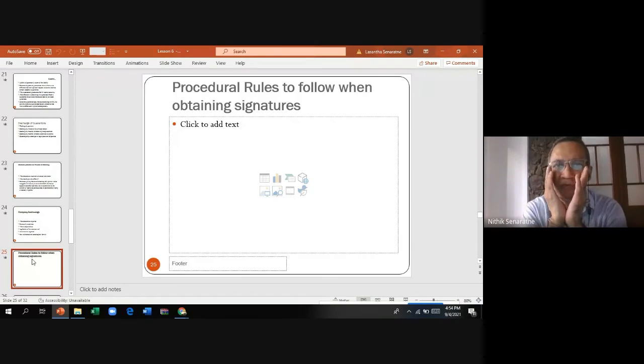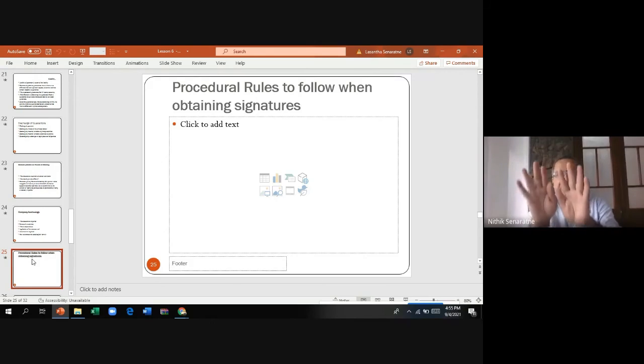Now, procedural rules to follow when obtaining signatures. This is very important. If it is continuous pages, every 4th page you have to get the signature. If it is a single page, on the 2nd page you have to get the signature. 2 sides, 2nd page. If it is 4 pages, on the 4th page. But more prudently, sometimes banks take it on every 2nd page, because once this margin is removed, it will become 2 pieces. So best would be every 2nd page.